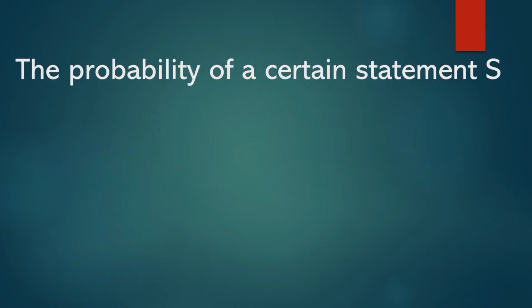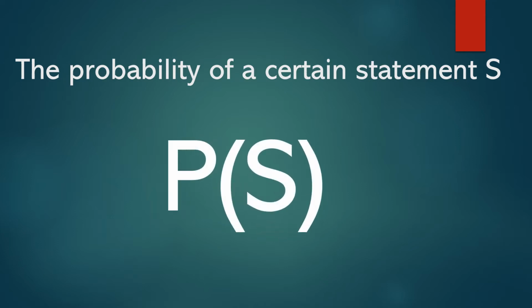We're going to introduce a notation: the probability of a certain statement S is going to be written as P of S. What's going to come out is not a true or false, but a numeric value. There are going to be parameters in that value.